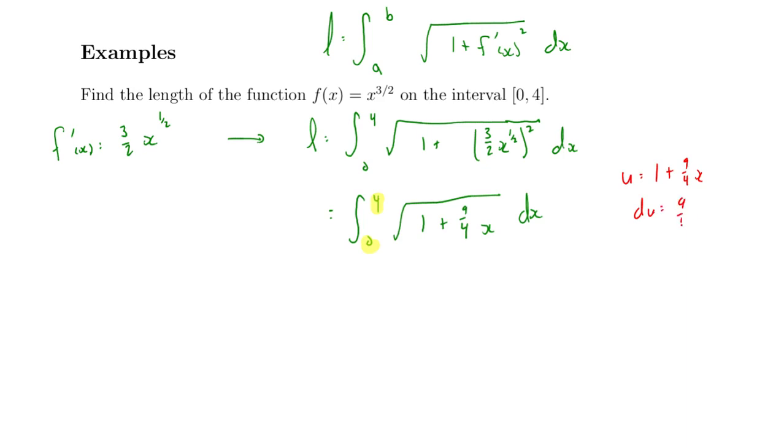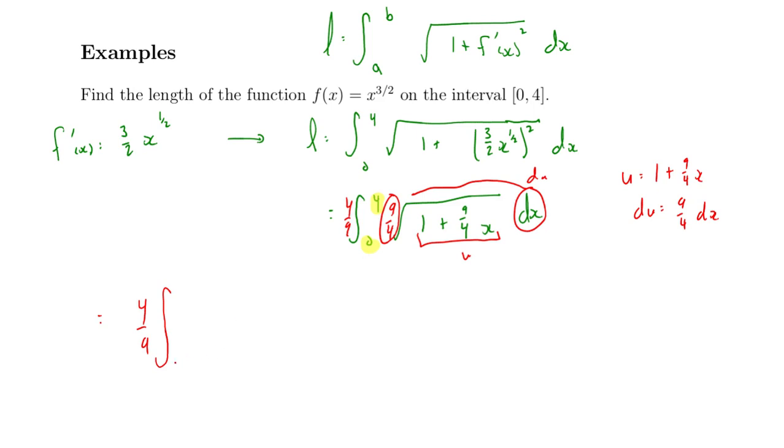du then is 9/4 dx, so I would normally go ahead and put my 9/4 out here and then a 4/9 there, and then I can take this part and wrap that up as du, and all the stuff under the square root becomes u, and our new integral is 4/9. I'm going to go ahead and take these limits of integration and plug them in as well.